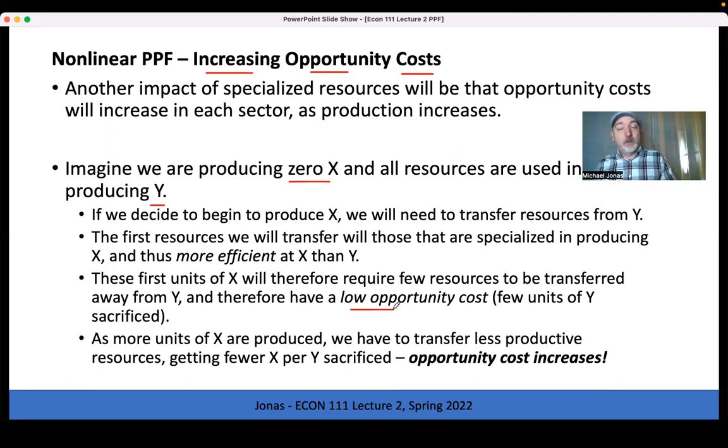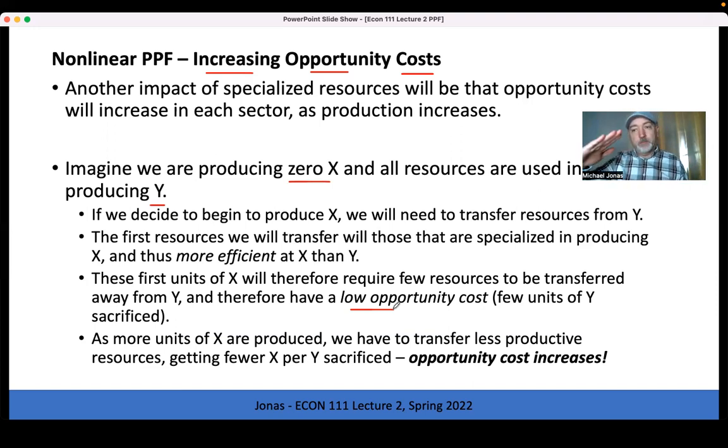But that's not going to last forever, right? As we keep transferring resources over, we've already got the most efficient resources in the new sector. And if we want to keep producing, we're going to have to start to dig into those really productive, really efficient Y producing units. And we're going to lose a lot, right? You're going to take the 20-year veteran automobile assembly plant foreman and make him produce economics videos. You're going to lose a lot, even though he could probably do just as good as me doing economics. You're going to lose a lot of automobile production. That Y change, the delta Y, is going to be very large.